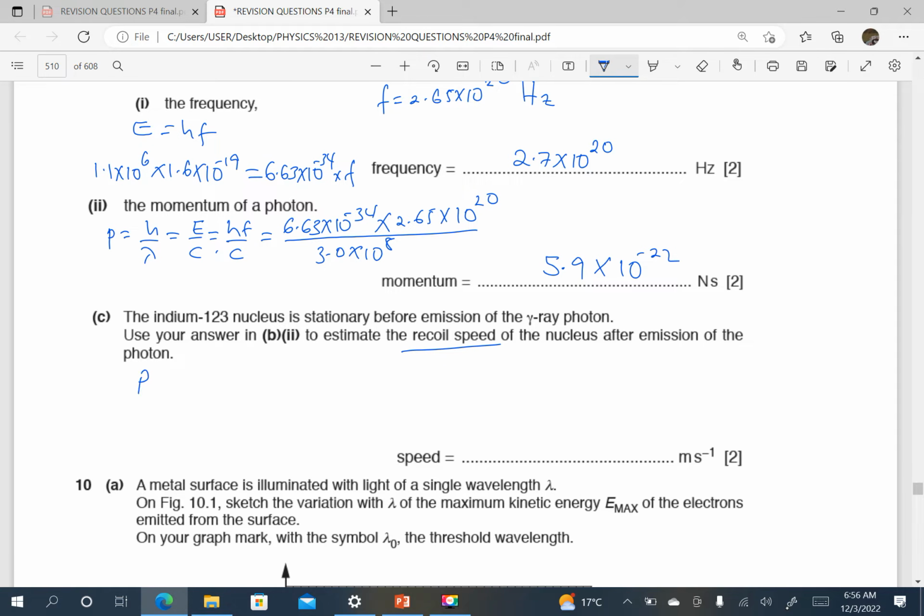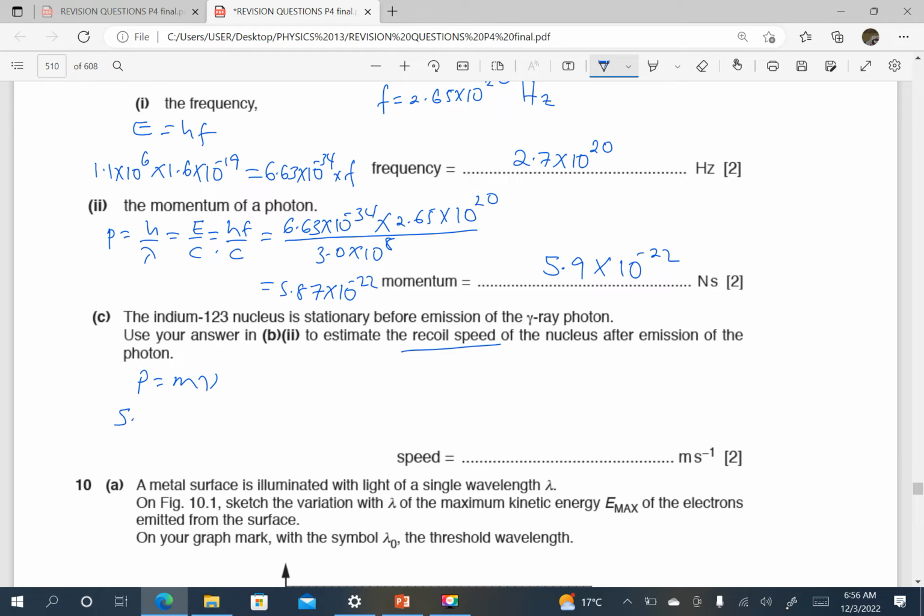Since momentum is equal to mass times velocity, the momentum is 5.87 times 10 power negative 22. So I'll just make V the subject, or I just equate the two values.